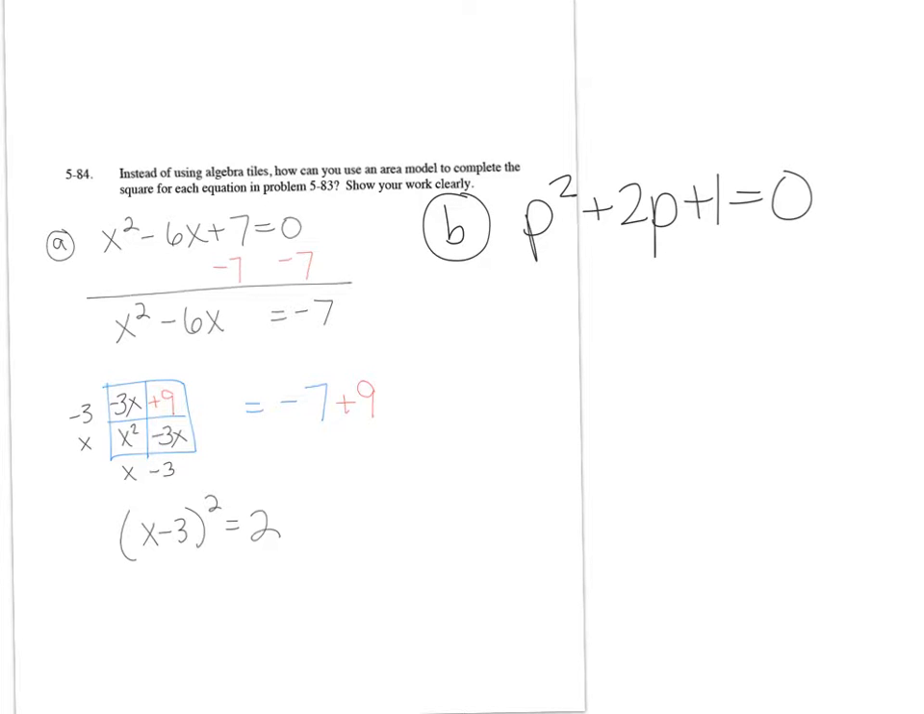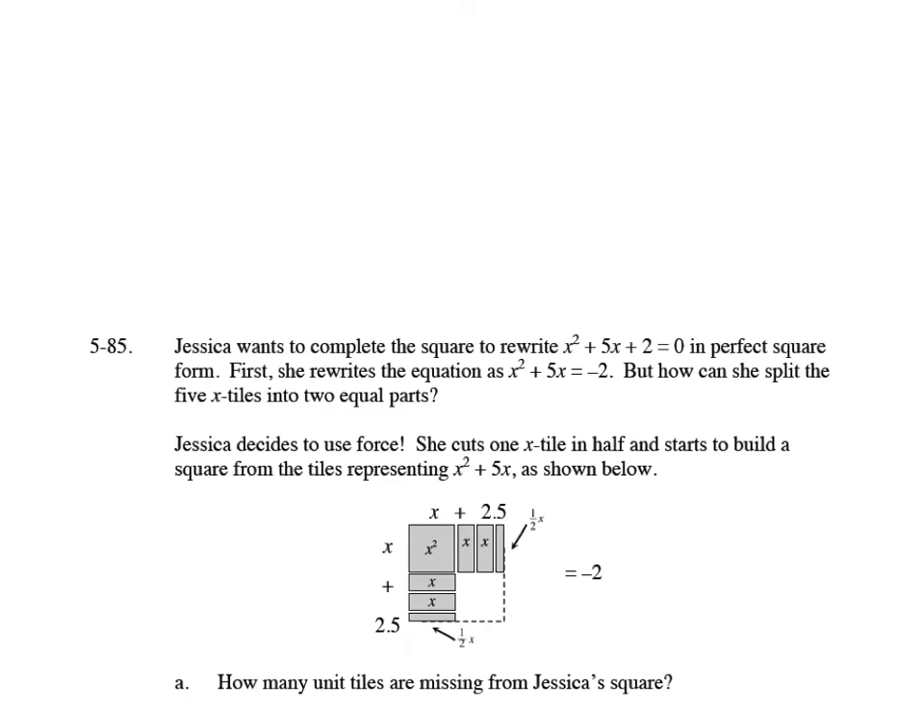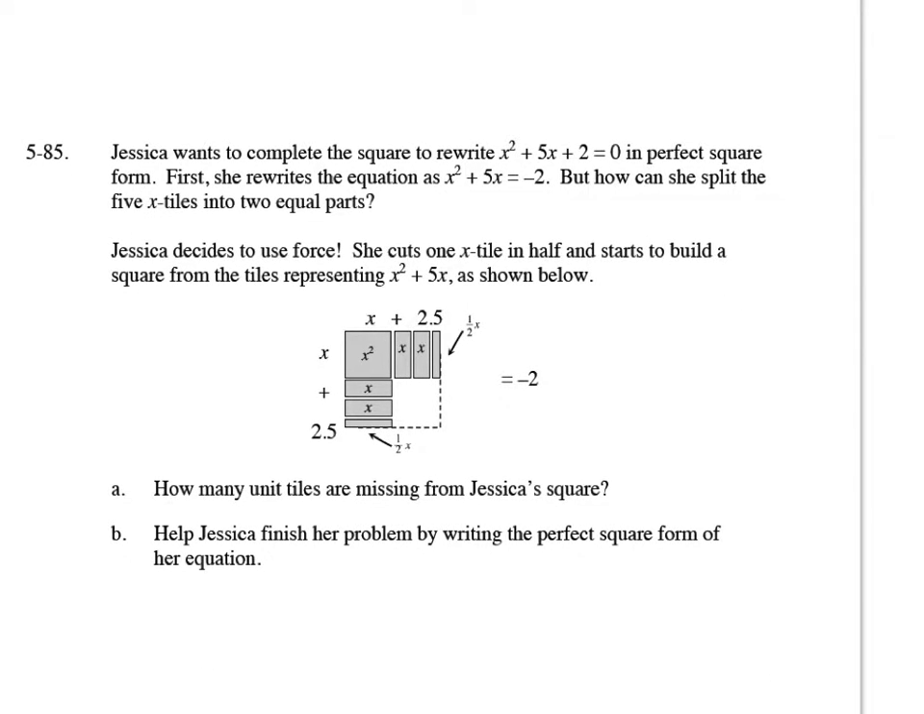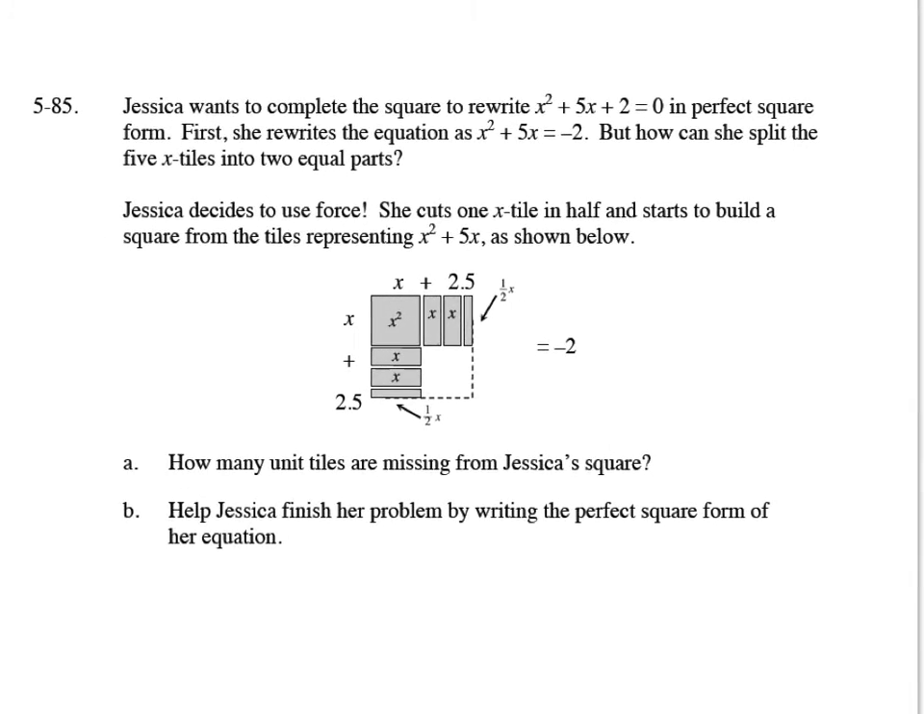Okay, so once you've had a chance to do that and practice that a little bit, let's go to problem 85. Problem 85, now we have Jessica, and she wants to complete the square to rewrite x squared plus 5x plus 2 equals 0 in perfect square form. First, she rewrites the equation as x squared plus 5x equals negative 2. So she subtracted 2 from both sides to get that number on the other side. But how can she split 5 x tiles into 2 equal parts?